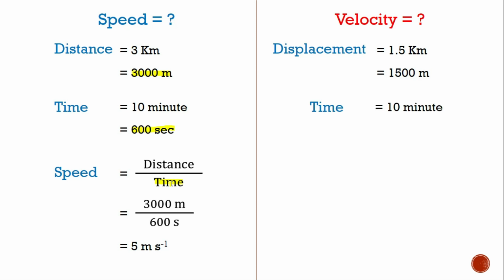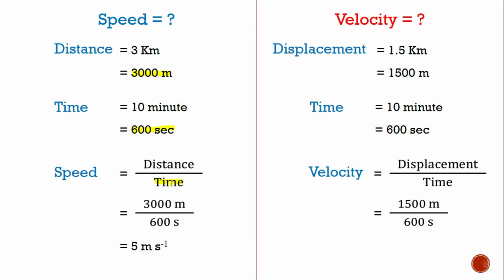Your displacement here is 1.5 kilometer, which is 1500 meter. And the time taken is again the same, which is 10 minutes or 600 seconds. So if we replace these values in our formula of velocity, we will get the velocity to be 2.5 meter per second towards the northwest direction. So, your speed of transit was 5 meter per second, whereas your velocity of transit was 2.5 meters per second due northwest, which is much lesser than the actual speed. And this happens because displacement is generally smaller than the actual distance covered.